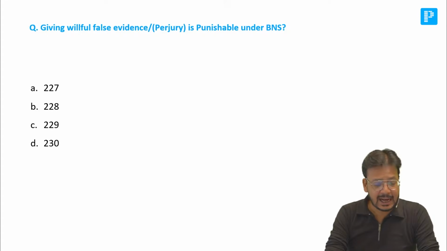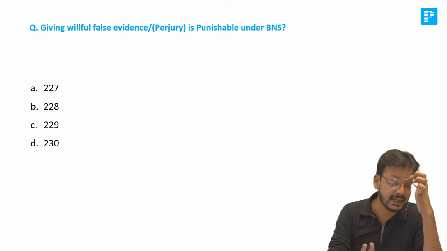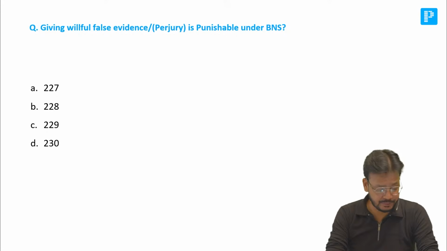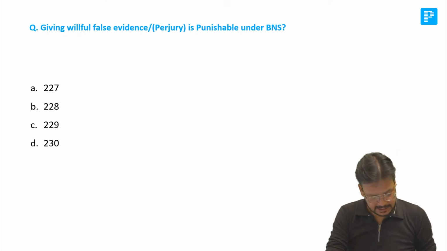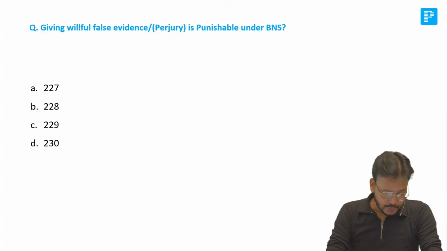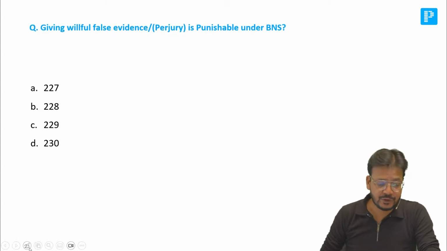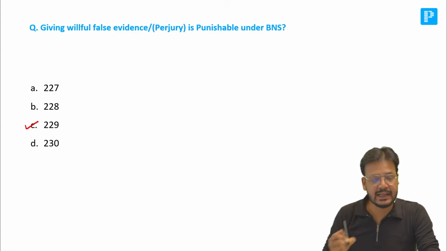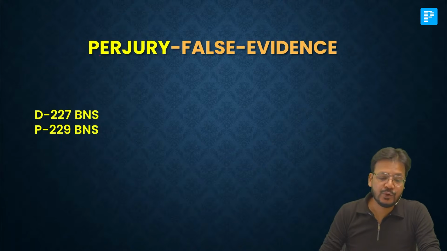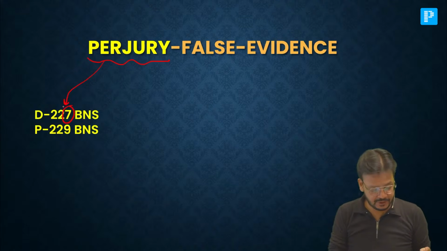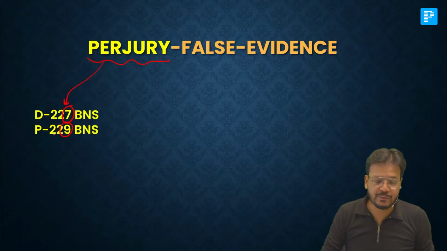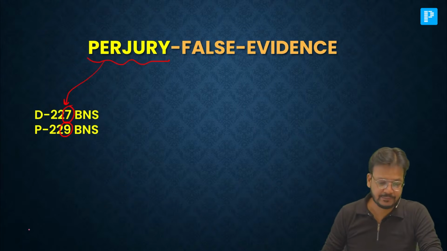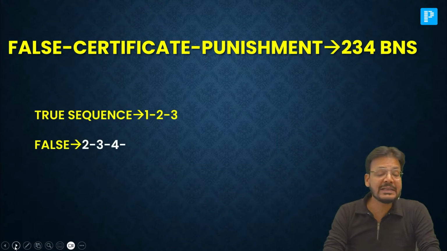Beautifully done. Now they are asking about punishment. Which BNSS? BNS. BNS is crime and punishment. Tell me, 227 is the definition of perjury, beta. It is punishable under 229. 227 is the definition of perjury. Okay, now, sir, perjury has 7 letters, so it is 7. 227 is the definition of perjury, and automatically the punishment will be after that. That is 229.